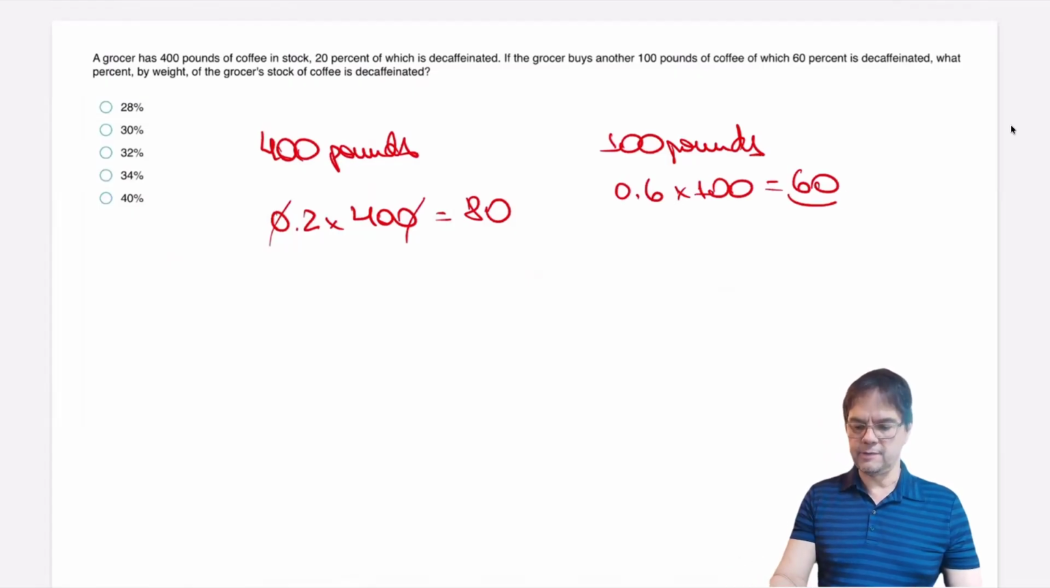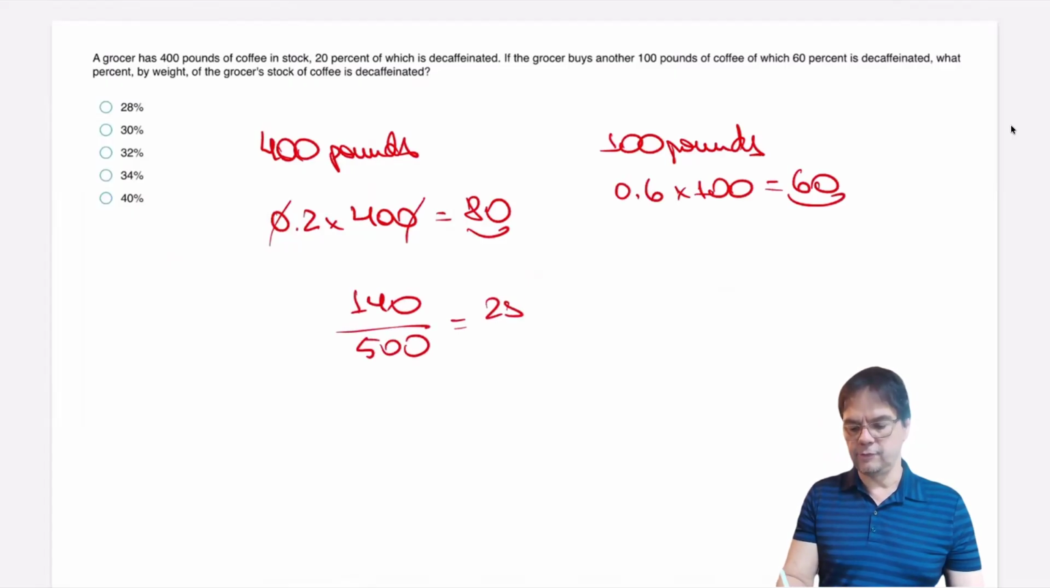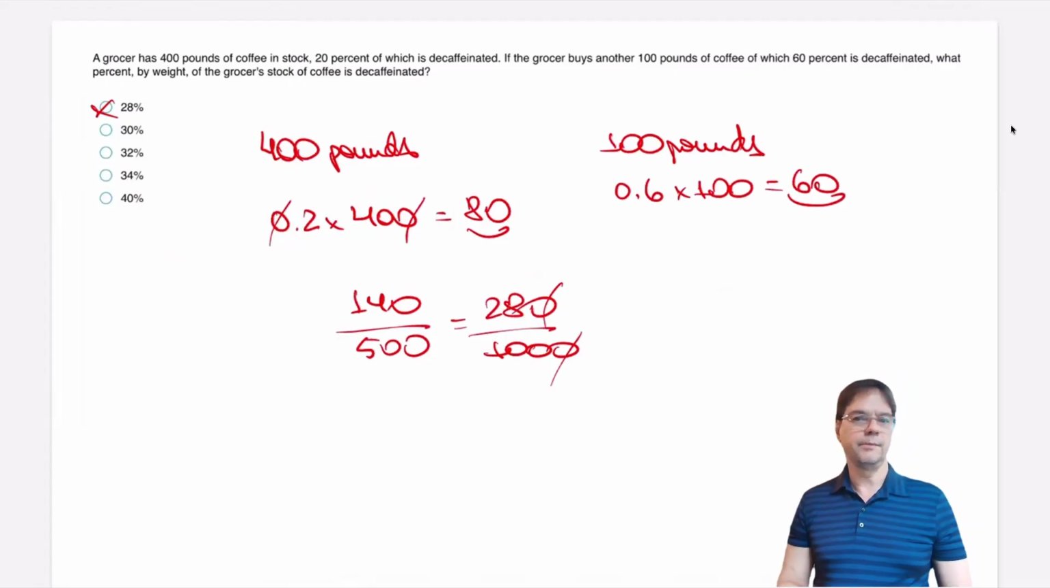Okay, so it would be 60 plus 80 is 140 in 500. So this is 280 over 1,000. So it's 28%. Easy?